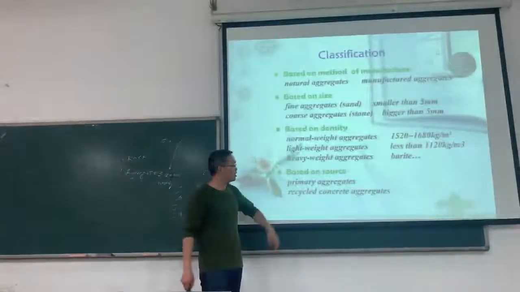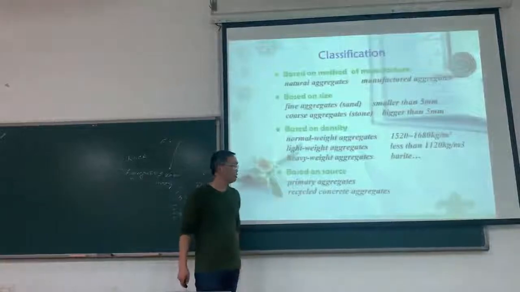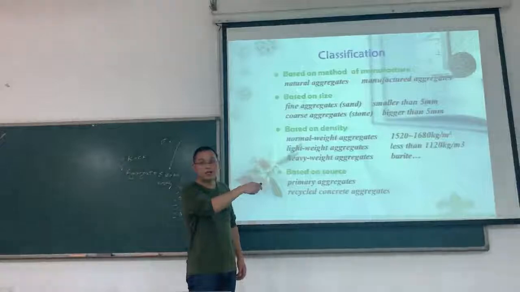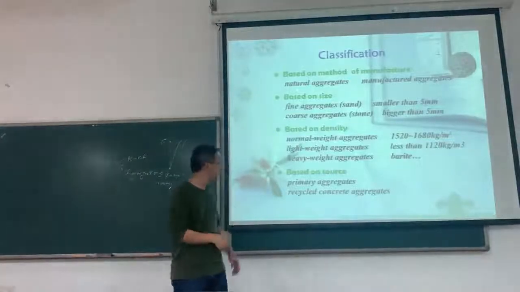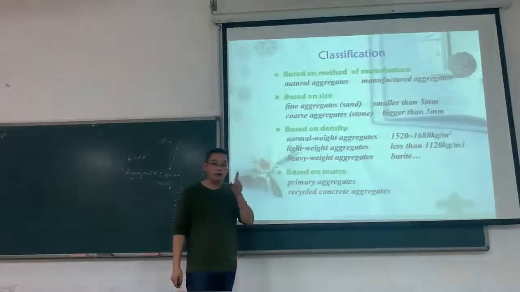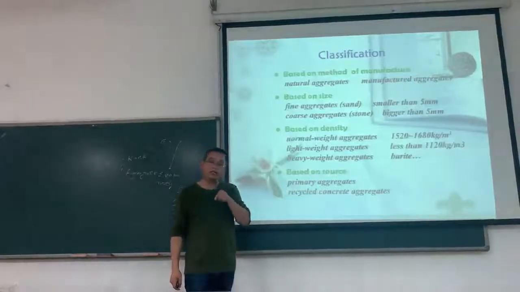What is the primary aggregate? Just like this one. Natural aggregates and manufactured aggregates all belong to the primary aggregates. Primary, they are firstly used in civil engineering.